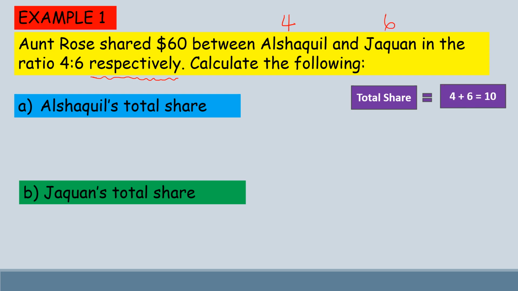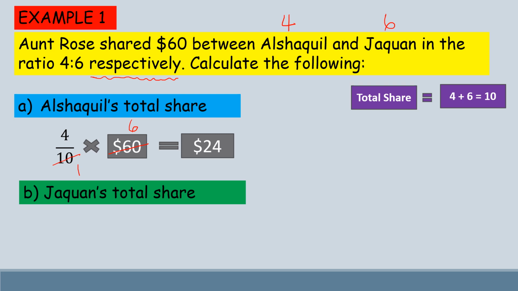So to get the total shares, we're going to add those two. 4 plus 6 is equal to 10. That means our total is 10 shares. So Ashaquil's total share would be, he received 4 out of the total 10 shares, and we're going to multiply that by the amount of money that is going to be shared, which is $60. What we're going to do is cancel. 10 into 10 is 1, 10 into 60 is 6, which is equal to $24.